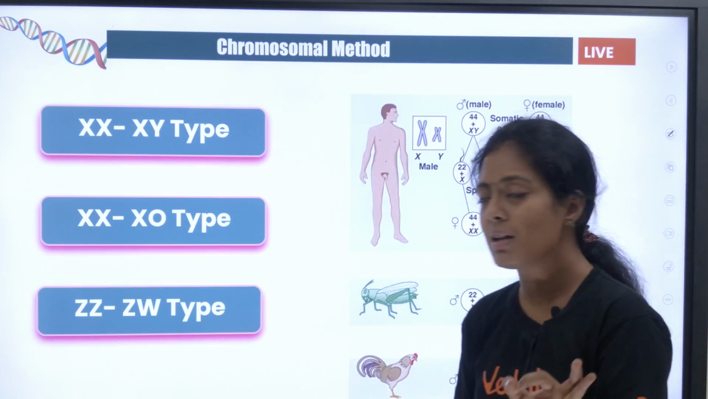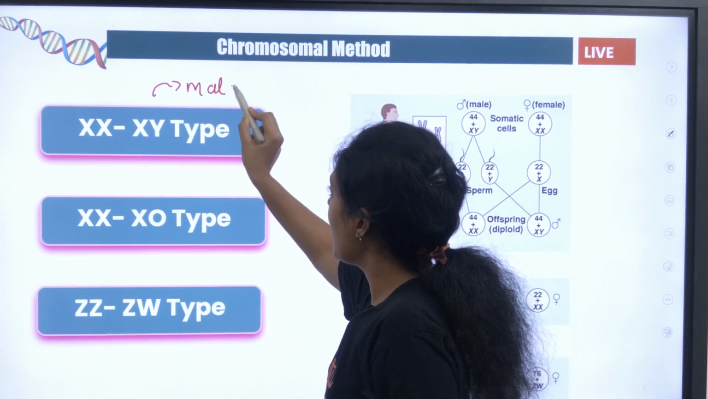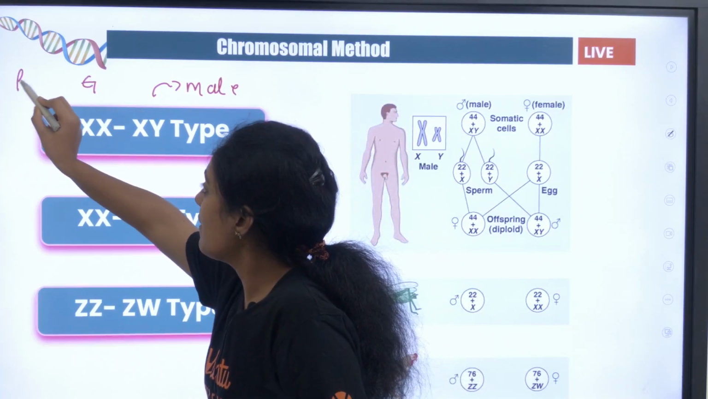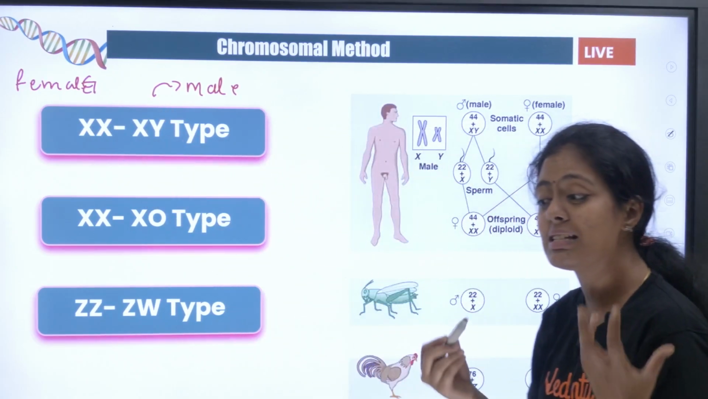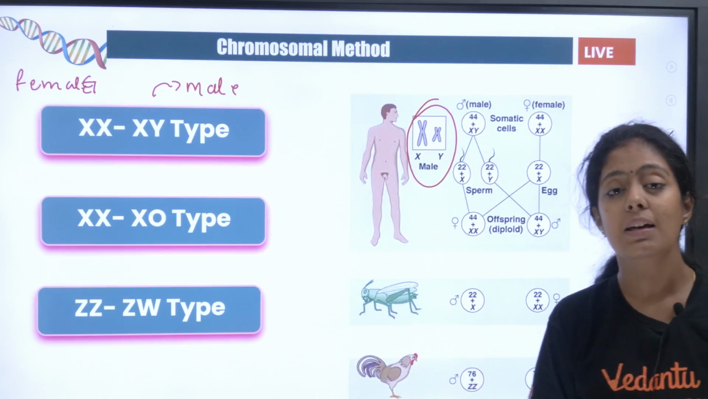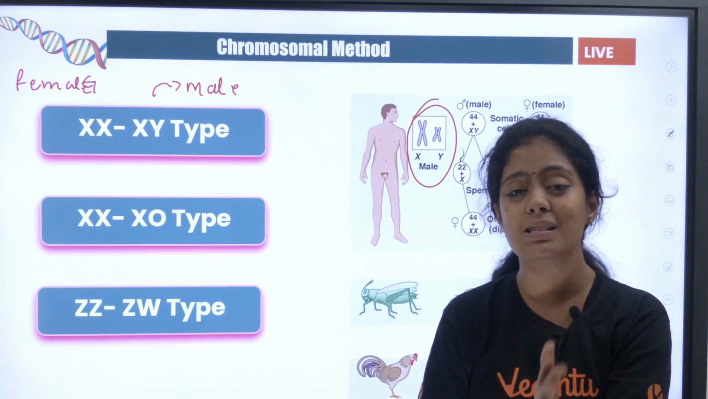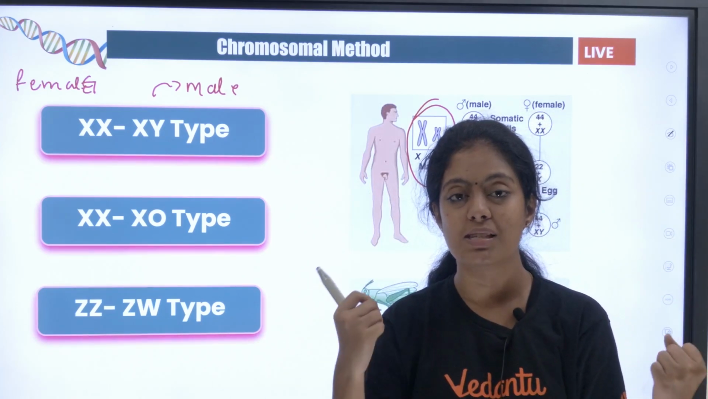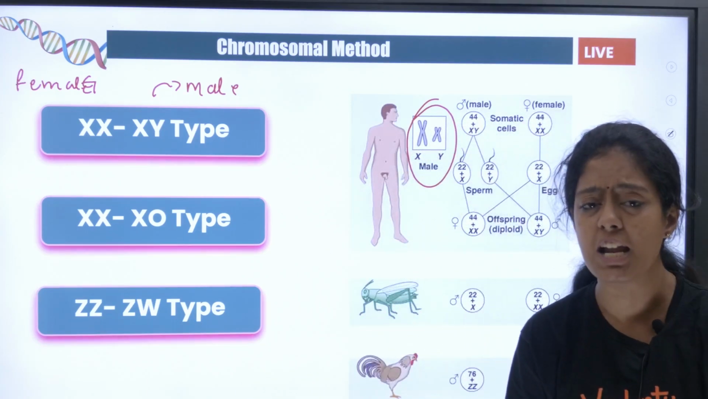So what is XX-XY type? The people who have XY will develop into male, right? And the people who have XX chromosomes will develop into female. Okay, so who is the heterogametic sex here? The male is the heterogametic sex. Okay, so the male produces 2 different kinds of gametes. 50% of his gametes will have X chromosome and the other 50% of his gametes will have Y chromosome. Very simple concept yet very important.